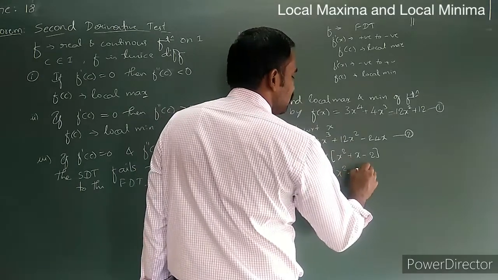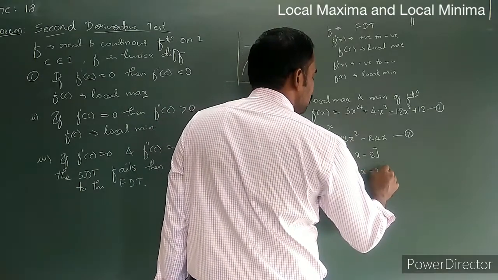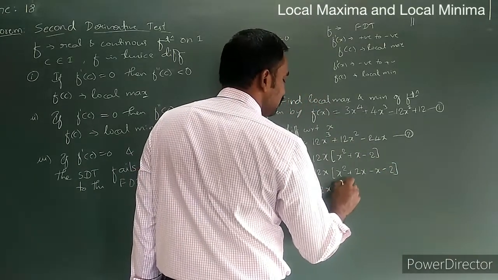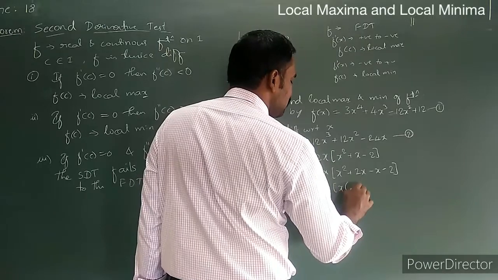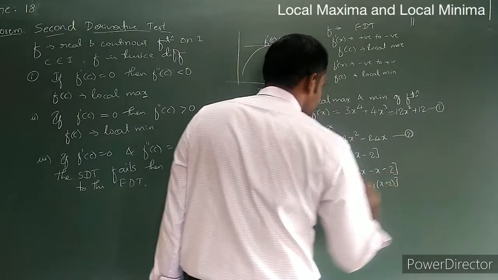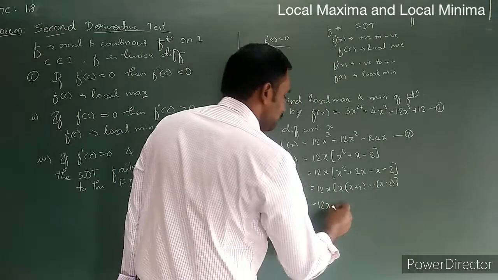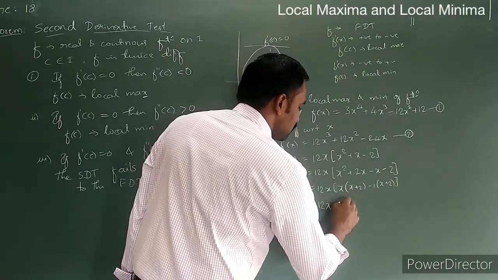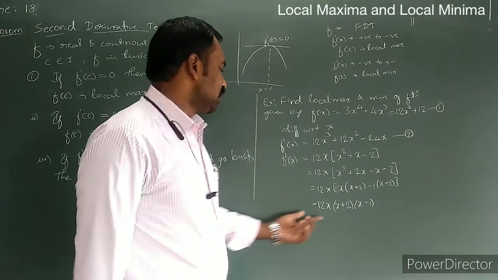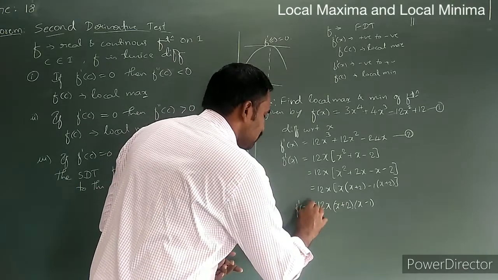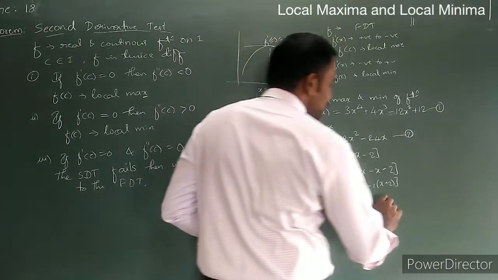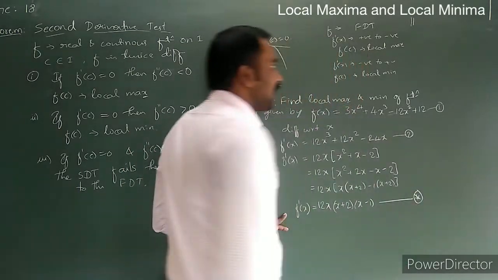It can be written as x square plus 2x minus x minus 2. Now 12 into x. In this square bracket, x is common, x plus 2 is left, minus 1 is common, x plus 2 is left. Factorized form: 12 into x into (x plus 2) into (x minus 1). This is our f dash of x. After rewriting the f dash of x, I just call this equation number star.